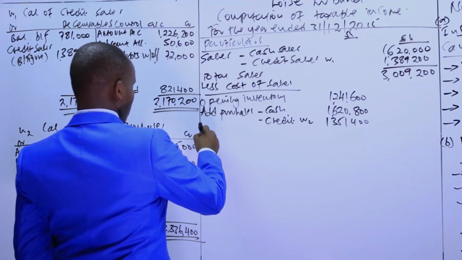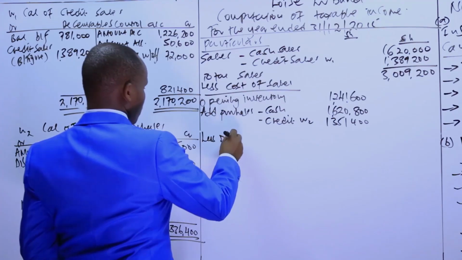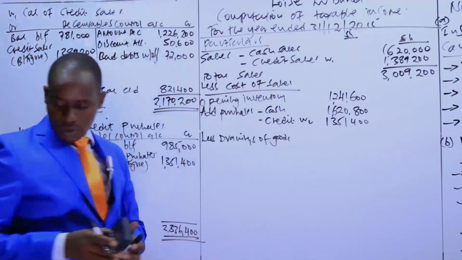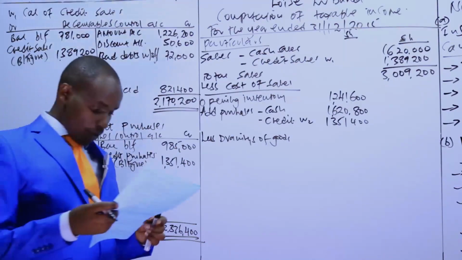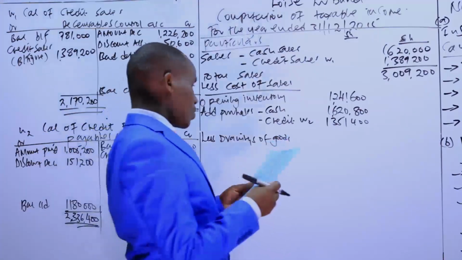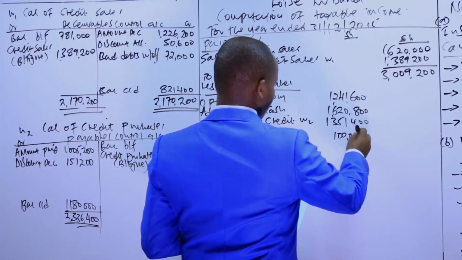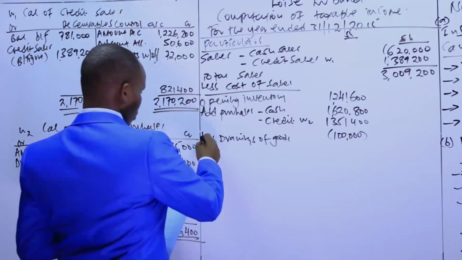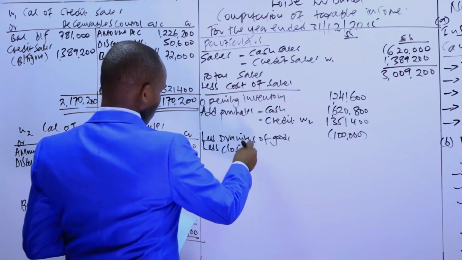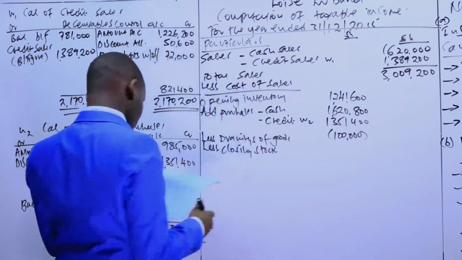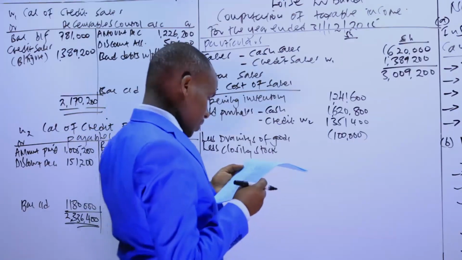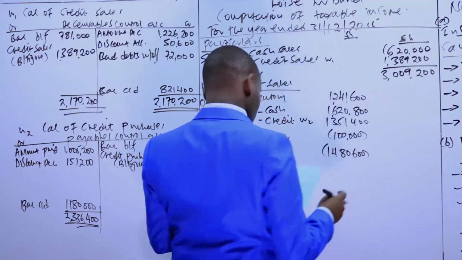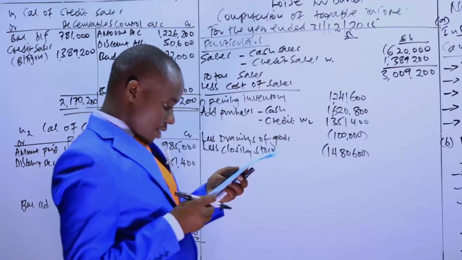Then after we add the purchases, we less drawings of goods, which is given in note number 2: goods withdrawn 100,000. The other item affecting this is closing stock. You also less closing inventory, which is 1,480,600.